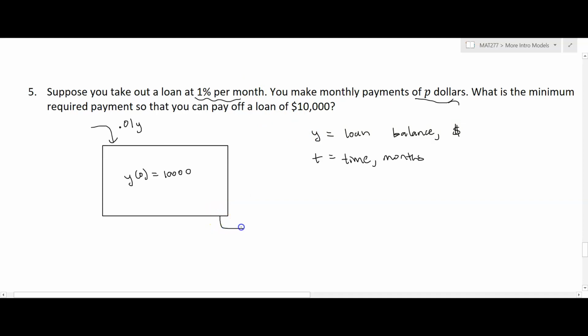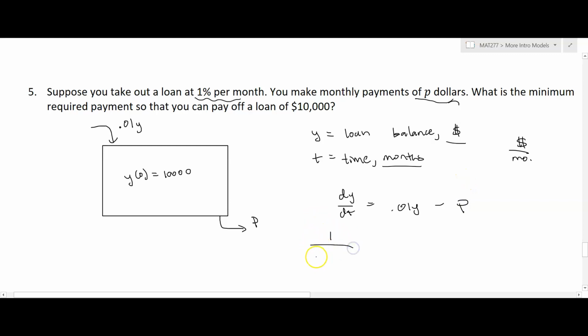Now what's coming out is I'm going to be paying this thing off. I'm going to be draining this balance tub at a rate of P dollars per month. And notice that our units here have to be in dollars per month. So dy/dt will be the rate in minus the rate out. And once again, we'll solve this.